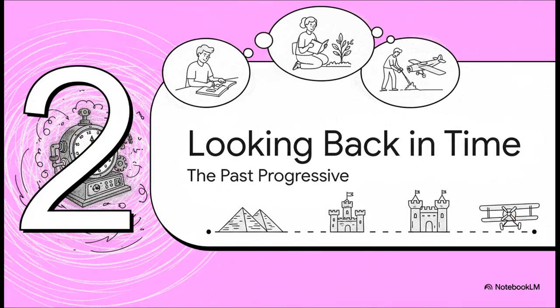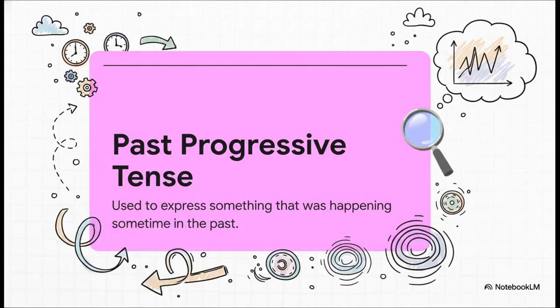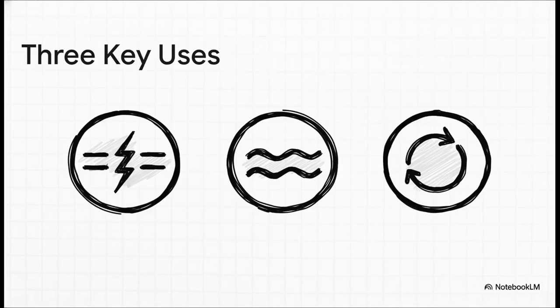Let's start by setting our time machine's dial to the past. We're going to see how we can describe actions that were already in full swing at some specific point back in time. And for that, we use the past progressive tense. It is exactly what it sounds like, an action that was in progress at a specific moment in the past. So you see, it's not just about what happened, but about what was happening. Big difference. And the cool part is, it's super versatile. There are basically 3 key ways we can use it to paint a much richer picture of the past. Let's take a look at each one.